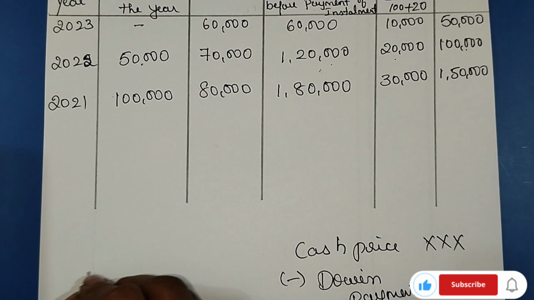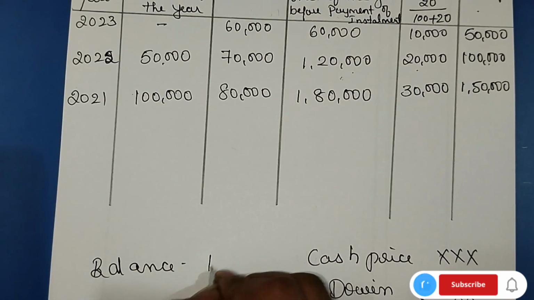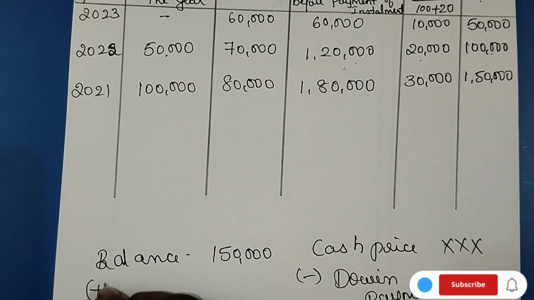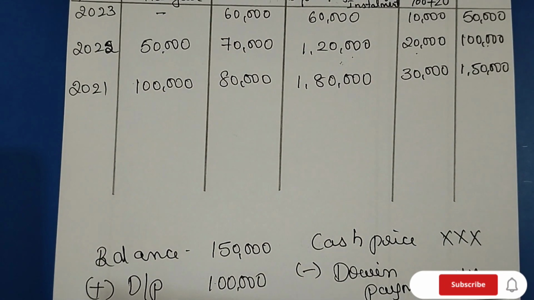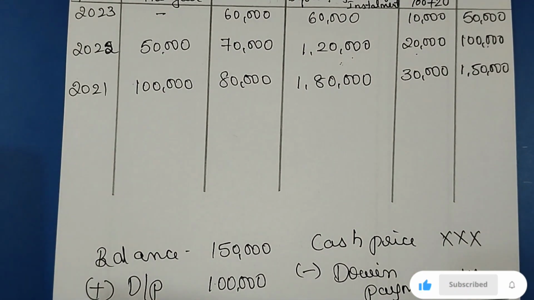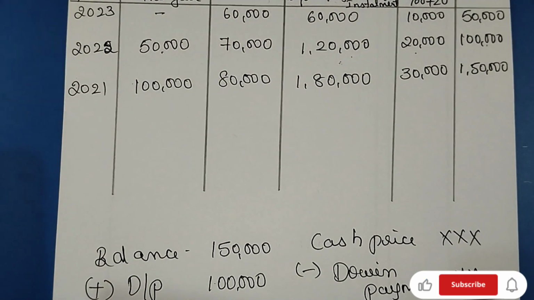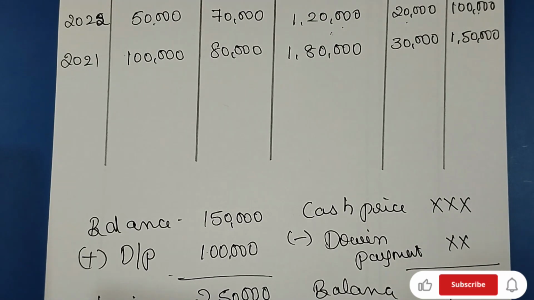So, we have the balance in the beginning of the year, which is 1,50,000. To this amount, we add the down payment. How much down payment did we pay? 1 lakh. You paid 1 lakh as down payment. So what is the cash price? Cash price is 2,50,000. 2,50,000 is the cash price. Understood?